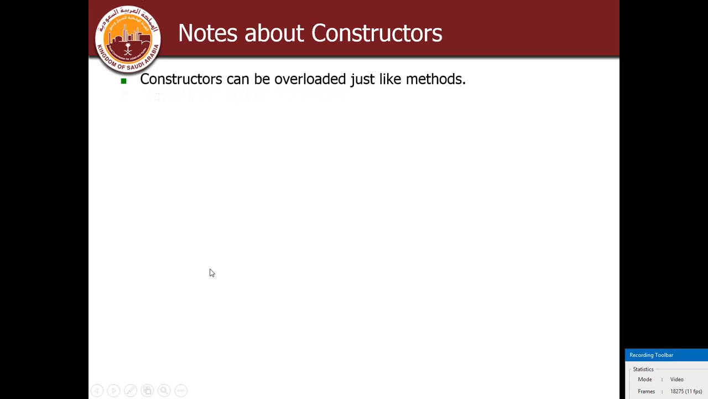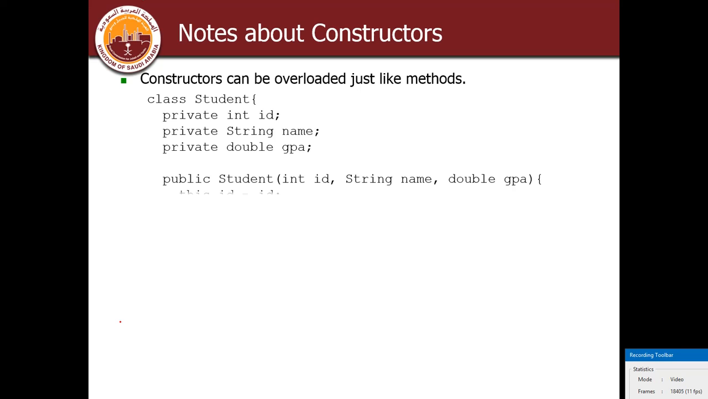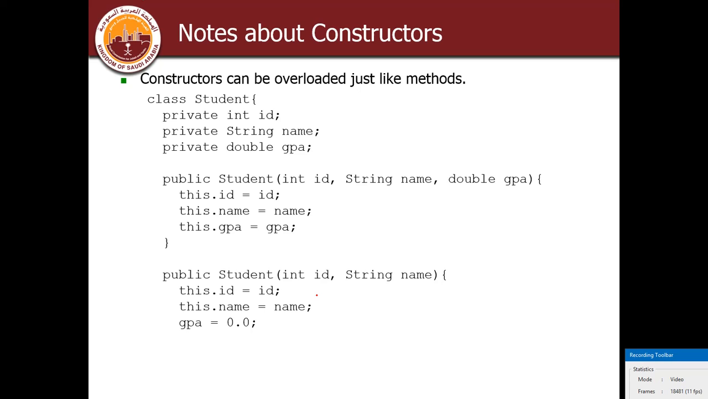Alright, same thing about the constructors also. Constructors can be overloaded. That means I can have more than one constructor in the class having different number of arguments, type of arguments. So for example, I can create two constructors, one taking 3 parameters and another one taking 2 parameters. So in this case, GPA is initialized to 0.